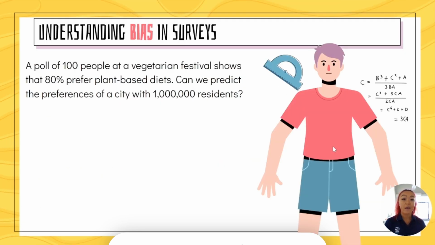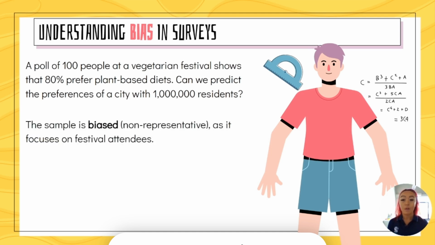So let's take a look at an example. A poll of 100 people at a vegetarian festival shows that 80% prefer plant based diets. Can we predict the preferences of a city with 1 million residents?